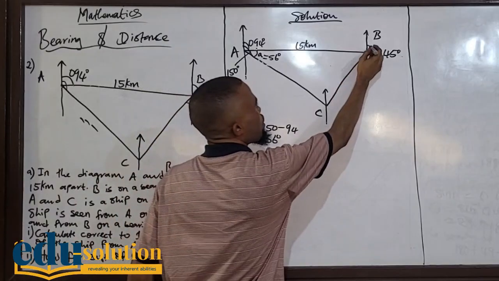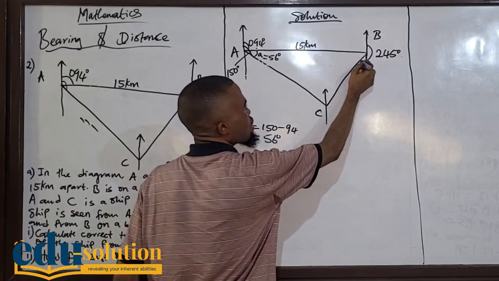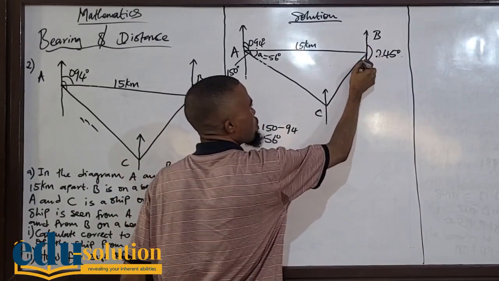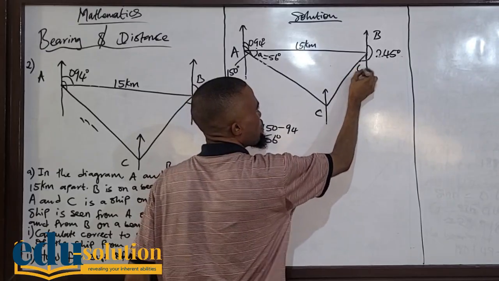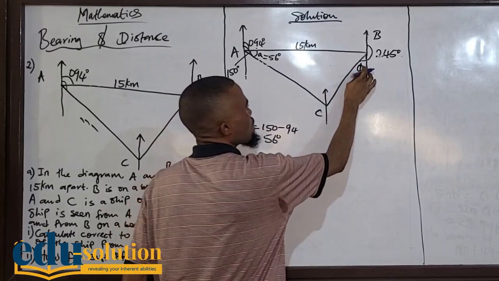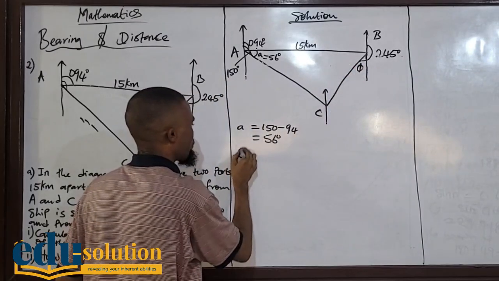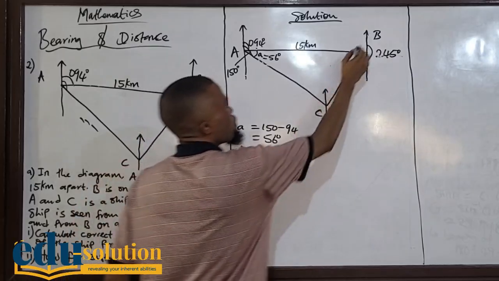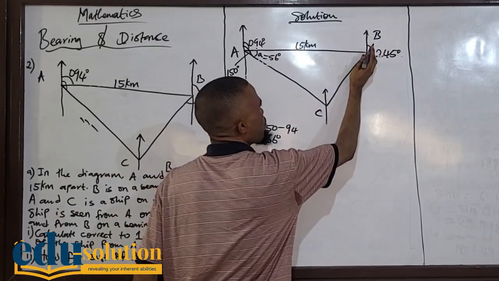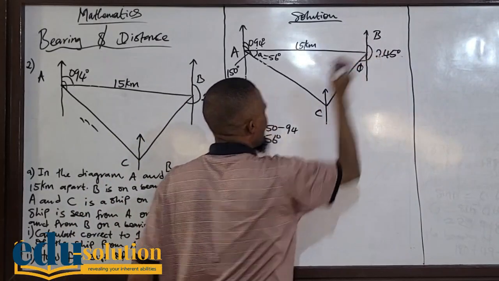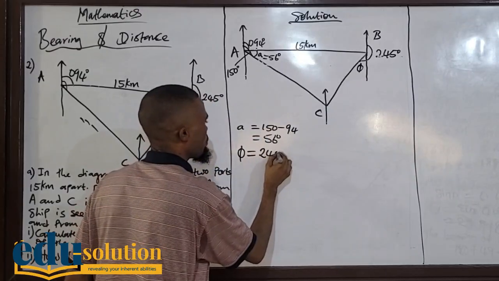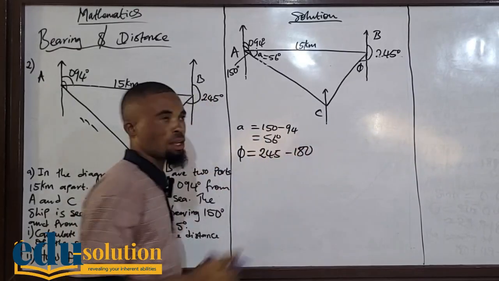So look at this. From here to this place is 245. If here to here is 245, let me call here maybe 5. If here is 5, that means 5 is equal to, from here to here is 245, 245 minus 180, angle on a straight line. So I have 245 minus 180. I hope you get that.